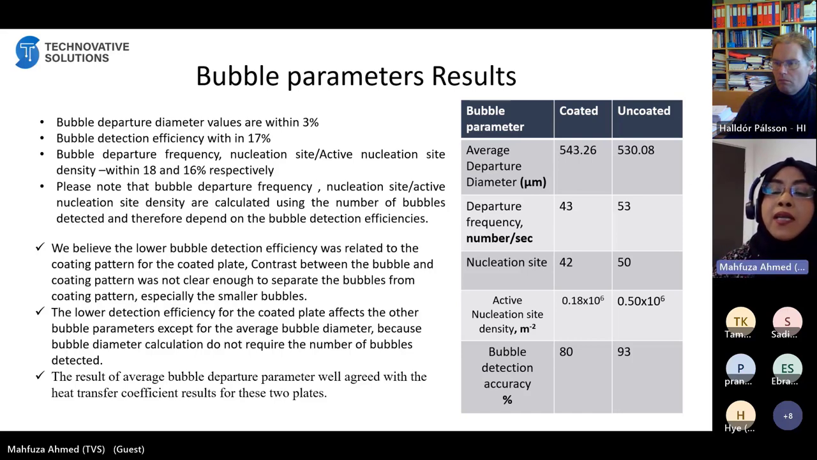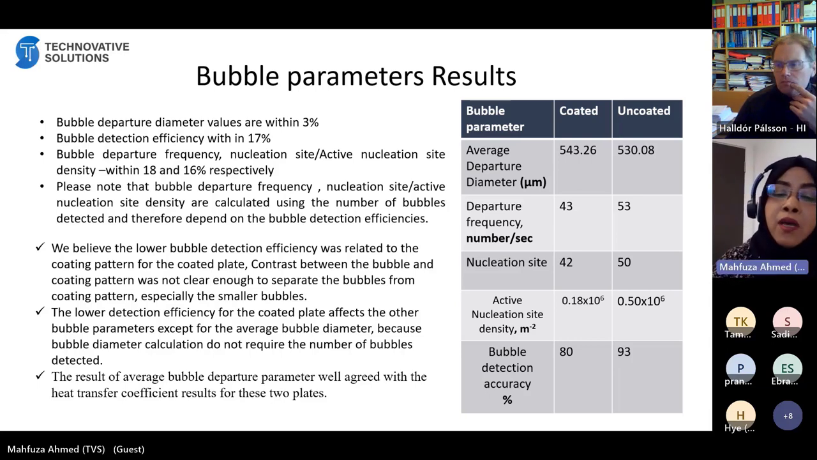lower than that calculated for the uncoated plate. We can also see that the bubble detection accuracy, that is the number of bubbles detected for the coated plate, is lower by 70% than in the uncoated plate. These three parameters, the departure frequency, nucleation site, and active nucleation site density, were calculated using the number of bubbles detected. So we are seeing the same sort of errors in these parameters as well. Bubble detection accuracy is lowered by 70%, and these parameters are also lowered by about 18 to 16% compared to the uncoated plate.